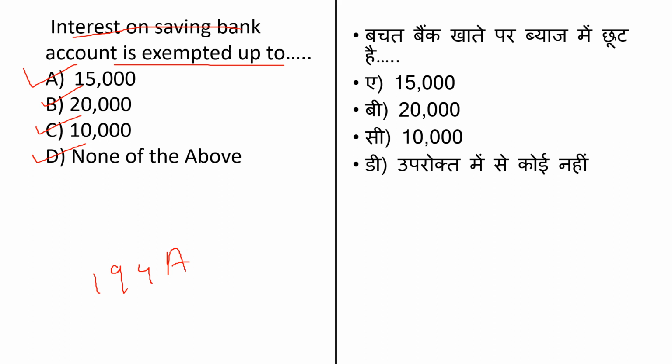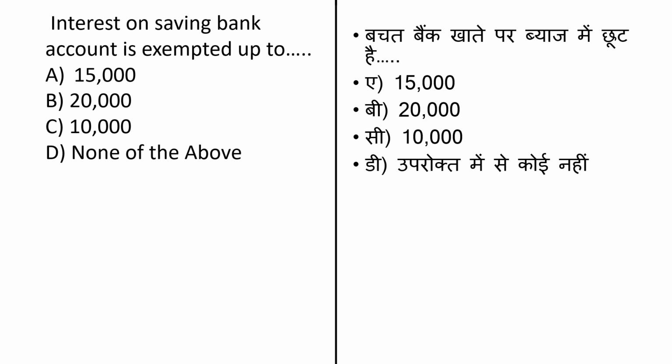Under section 80TTA of the Income Tax Act, interest up to rupees 10,000 earned from all savings bank accounts is exempt from tax. This is applicable for all savings accounts with a bank, cooperative bank or post office. If the interest earned exceeds rupees 10,000, the additional amount will be taxable. Please remember the section, that is 80TTA. Interest on the savings bank account is exempted up to 10,000.